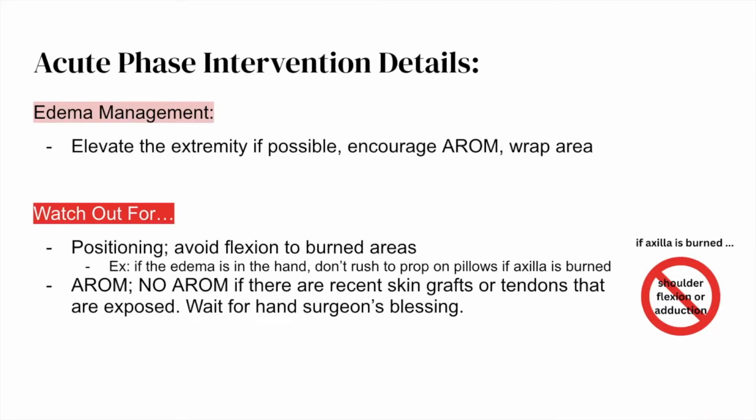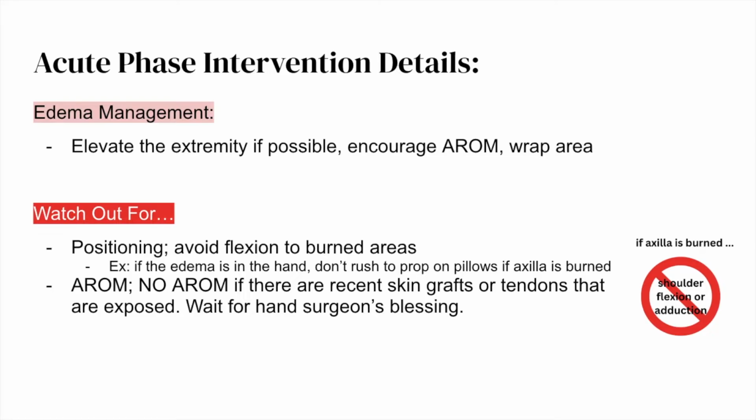So, edema management, normally we would think to elevate the extremity if possible and encourage active range of motion, maybe wrap the area. But there's a few things you have to consider here, because if somebody's very burned, you have to consider their positioning, right? You can't flex extremities if they're burned. So when you're positioning or elevating a burned area, really try to avoid flexing other burned areas. So if you see edema in a hand, you don't necessarily want to rush to get a bunch of pillows and prop up the arm on the pillow if the axilla is burned, because if the axilla or armpit is burned, you do not want to allow shoulder flexion or adduction here.